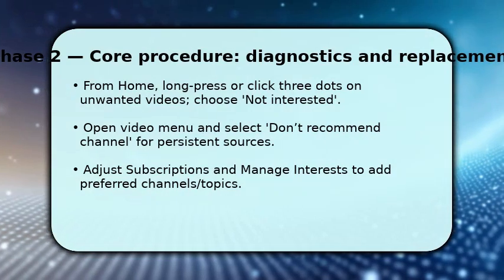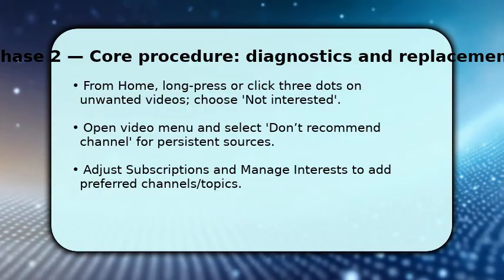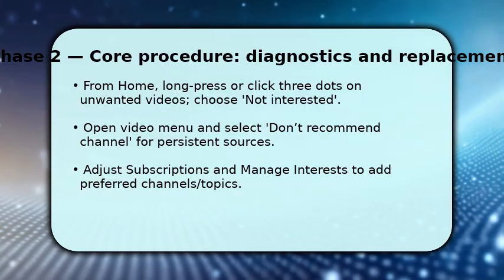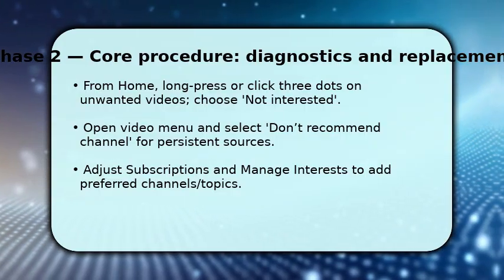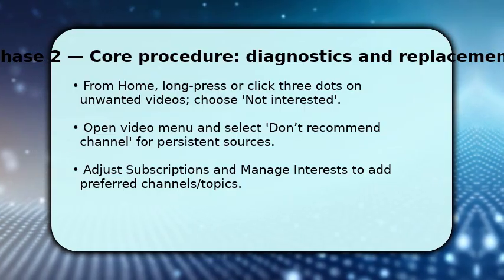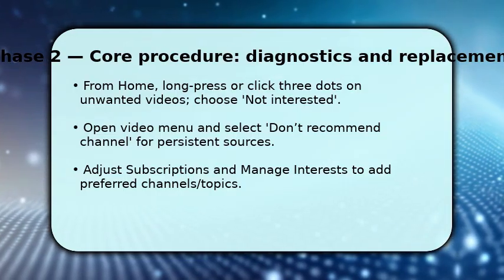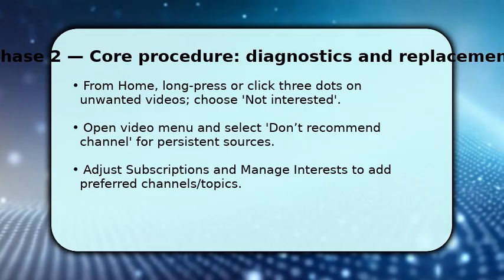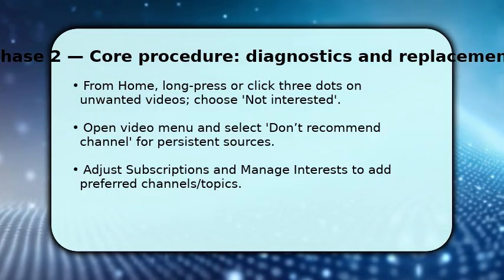Now you refine what appears. Scroll home and actively curate. Long press on mobile or click the three dots on desktop on videos you don't want. Mark not interested so the algorithm learns. For repeat offenders, choose don't recommend channel. This stops that creator from resurfacing.